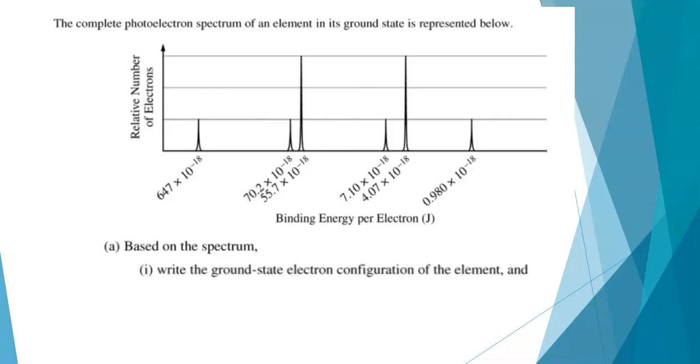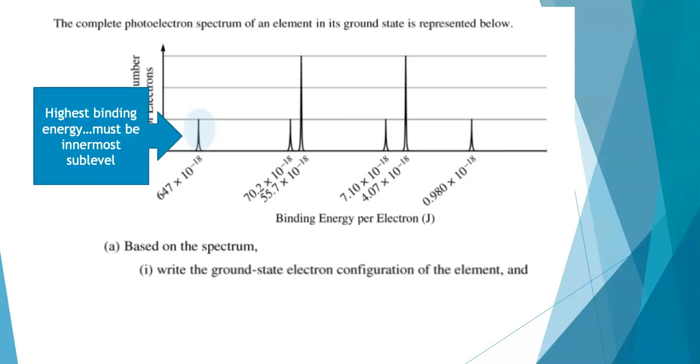Part A asks, based on the spectrum, write the ground state electron configuration of the element. There's more, but let's just do this part right now for A part 1. We need a ground state electron configuration. So we're going to start with the peak that's farthest to the left. The reason this peak is of interest to us is that it's got the largest binding energy per electron here. And sometimes with these PES spectra, we see the x-axis goes from largest to smallest and not smallest to largest. So always look at the scale, right? Because it's got the highest binding energy, that tells us that this peak must correspond to the innermost sublevel.